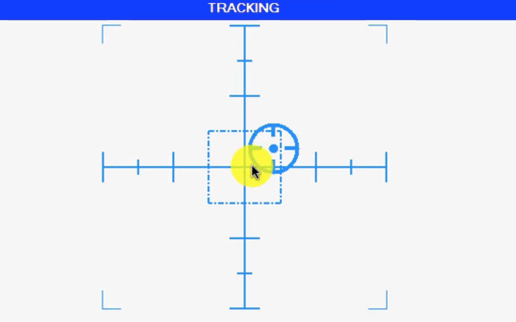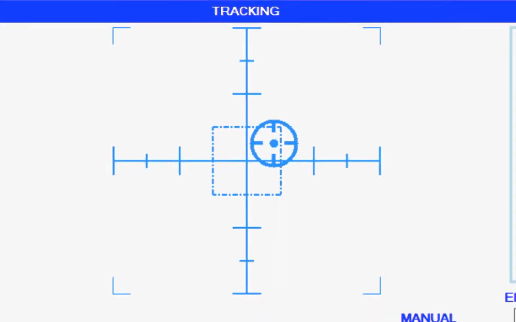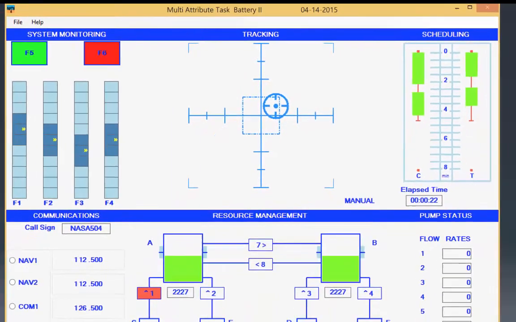What we measure here as a dependent value is the root mean squared error of the deviation of the crosshairs from the center point. So this is our manual tracking task. And this concludes the introduction of the MATB-II.